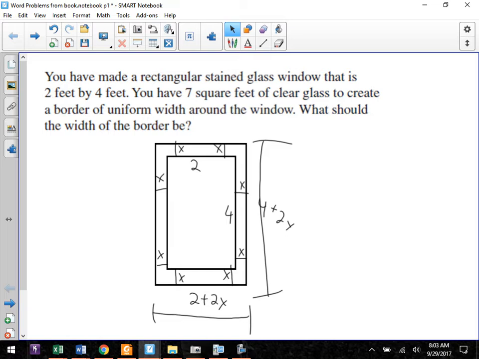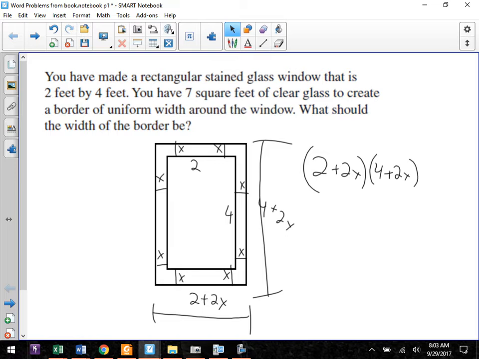Now, if you only have 7 square feet of uniform width, that means we have to figure out what the area is of the border. Well, how do you find the area of a rectangle? Base times height, length times width, okay? Whatever. Now, in that case, this is going to be 2 plus 2x, 4 plus 2x. That's the new area of the entire thing.